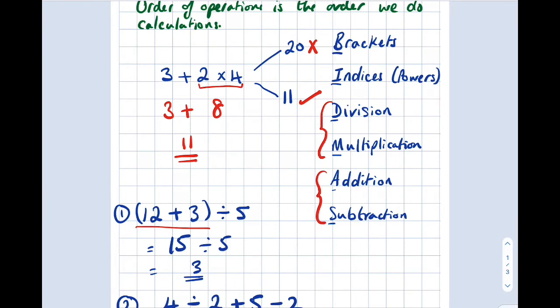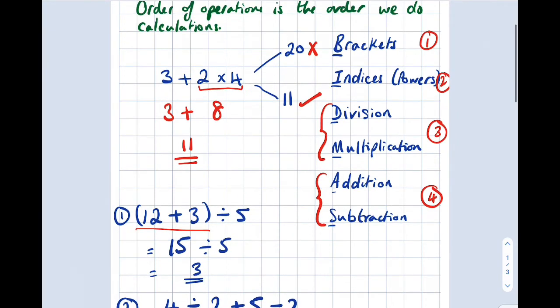So if I was ordering these, I would say brackets, you look at those first. You look at indices second. Then you look for any division or multiplication third. And the last thing you look for is addition and subtraction. So that's clearly the order that you must take.